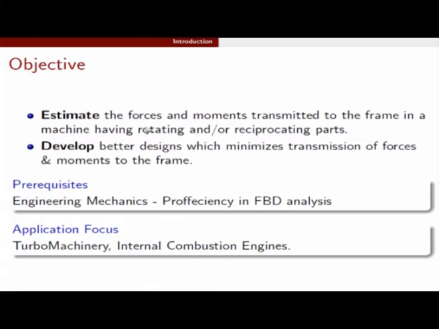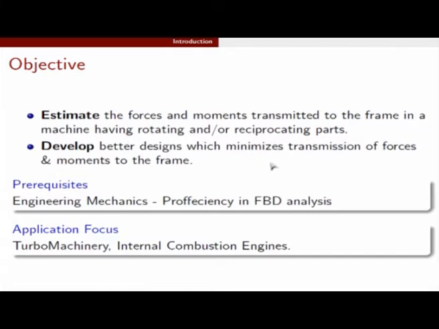If we know the forces and moments which are hitting the frame, then possibly you can take some corrective action and you will be able to predict the vibration level of the frame. Better still, if we know how the forces and moments are transmitted, we should come up with better designs which minimize the transmission of forces and moments to the frame. So these forces and moments which are getting transmitted are, in other words, called shaking forces and shaking moments. So these forces need to be minimized.